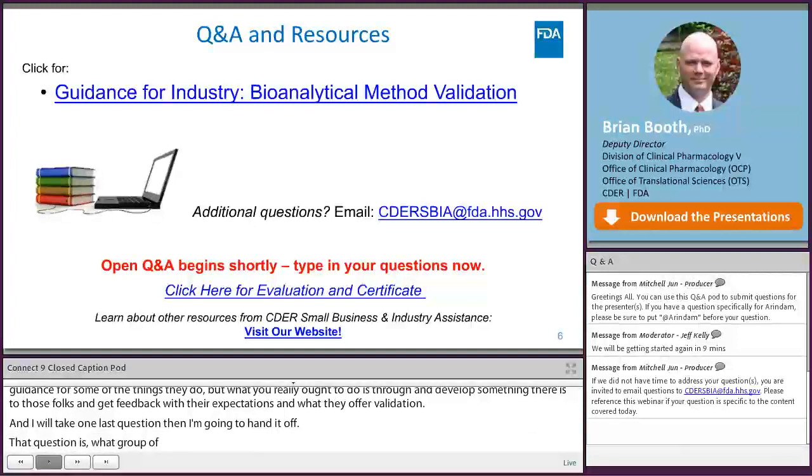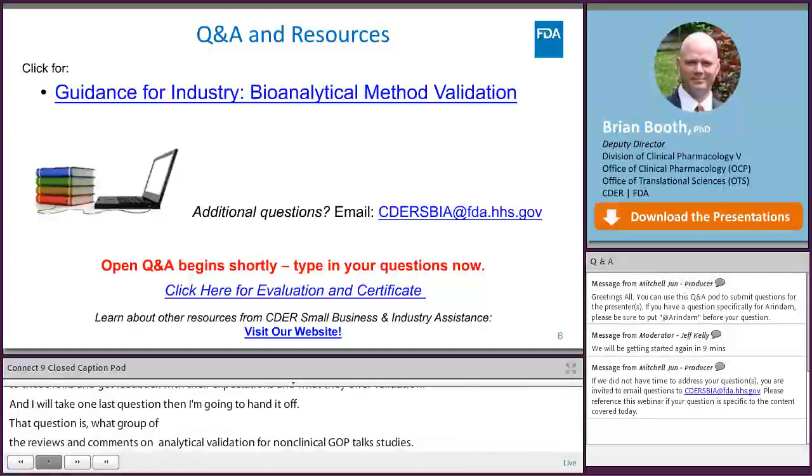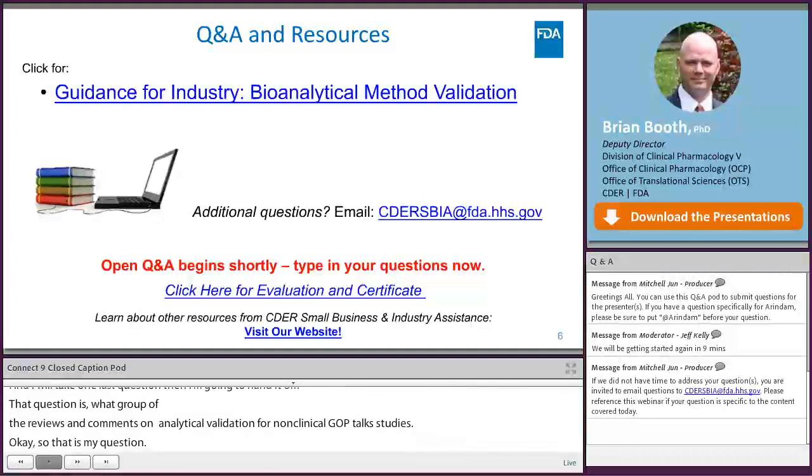So in CDER, in the new drug section for NDAs and BLAs, every therapeutic area has a multidisciplinary team. And the pharm tox folks are a part of every one of those teams. They're the people who are responsible for evaluating non-clinical toxicology studies, including the bioanalytical work.